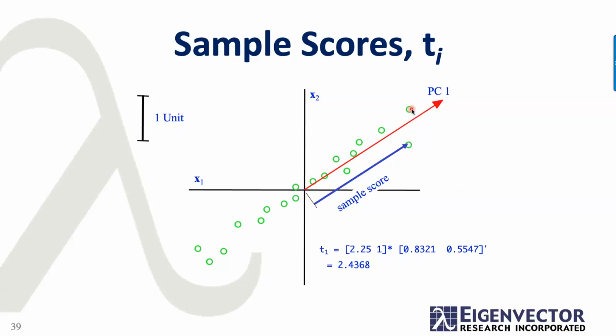This sample would be a little further, maybe 3 something. Samples right in here have scores very close to 0, and samples down on this side would have negative scores. So this sample right here would have a score of about -2.5. And that's what scores are. Scores are just how far along you are in your new dimensions described by the loadings.